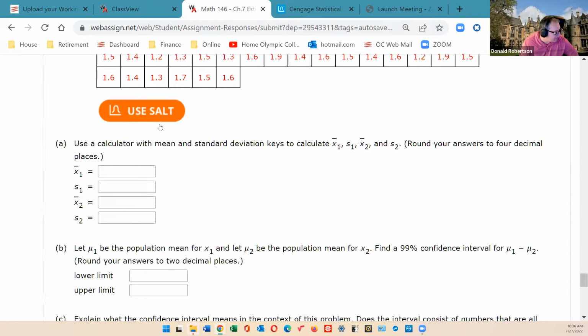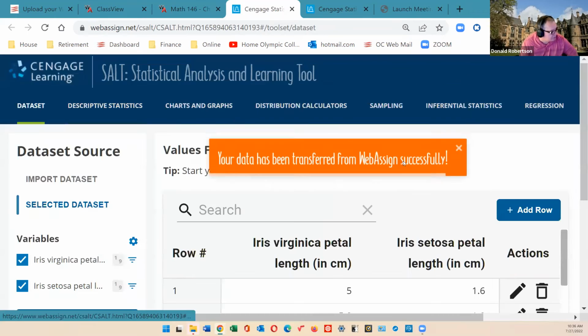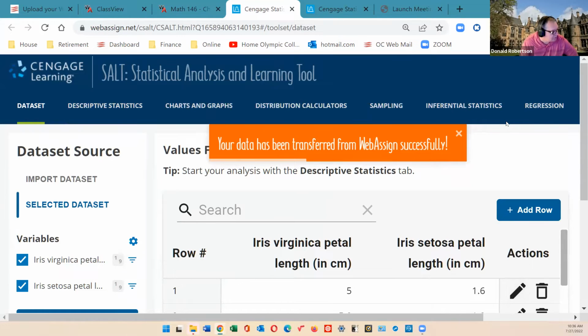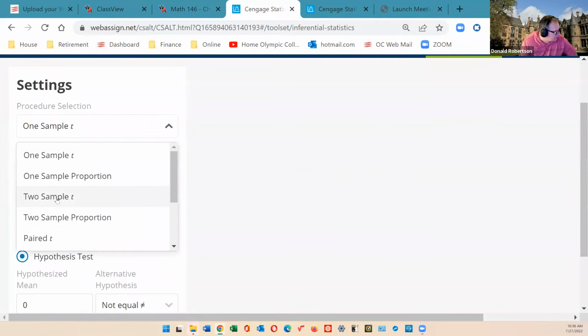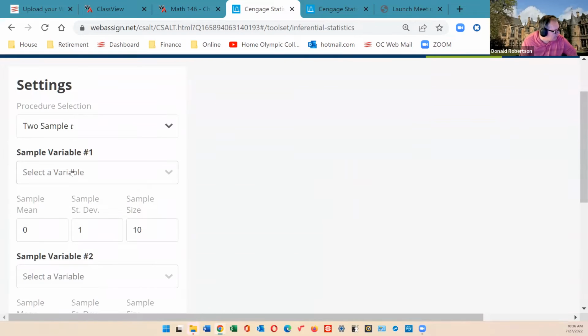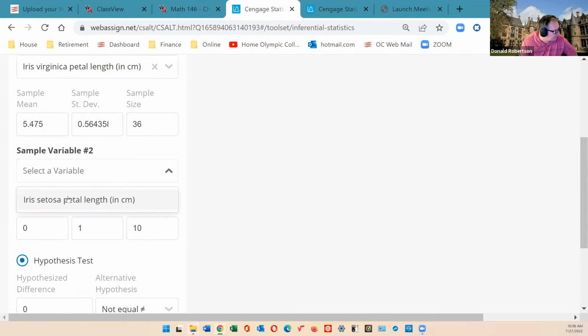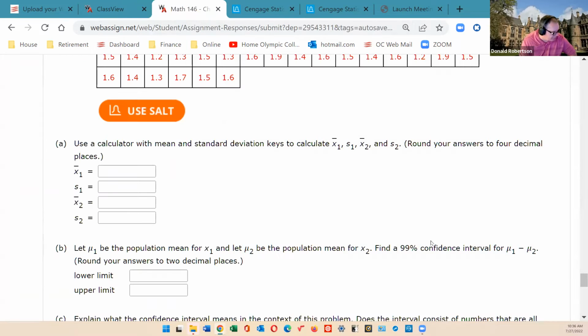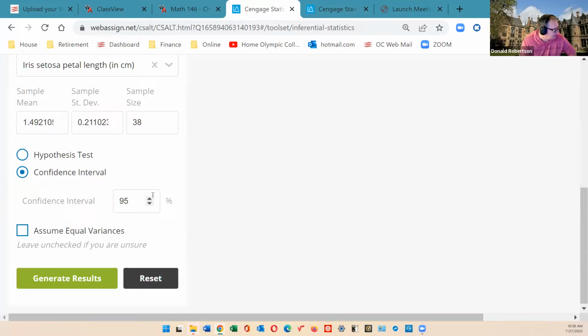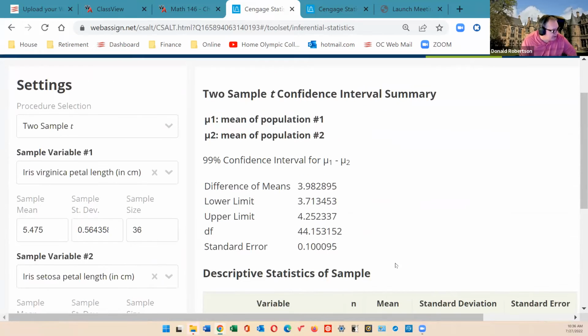Now, it says here, use your calculator. That's not really true. You're going to use software. You're going to go inferential, 2 sample. First kind of iris, second kind of iris. I'm going to make the assumption to leave that blank. Confidence interval. And this time they want a 99, which is fine by me. Nice sensible number. And I'm going to generate the results. And it's somewhere between 3.7 and 4.3.